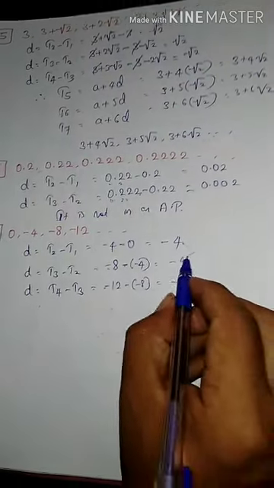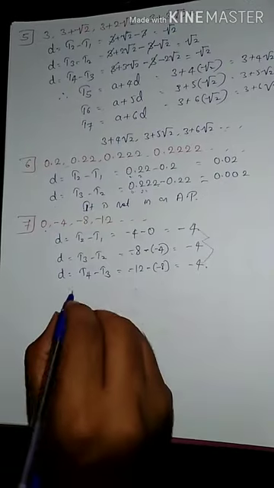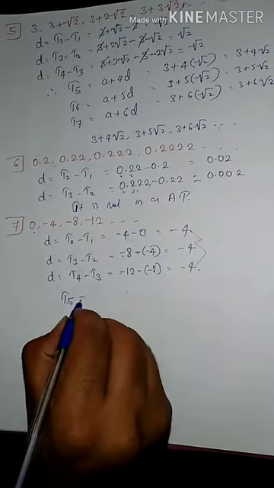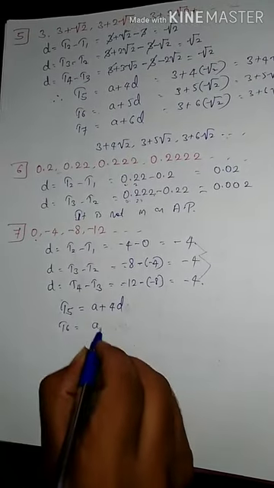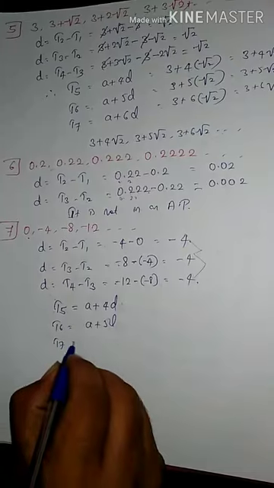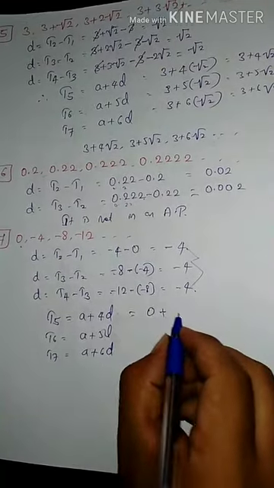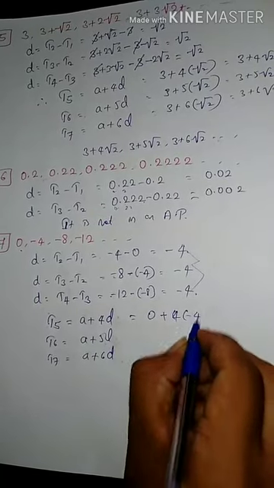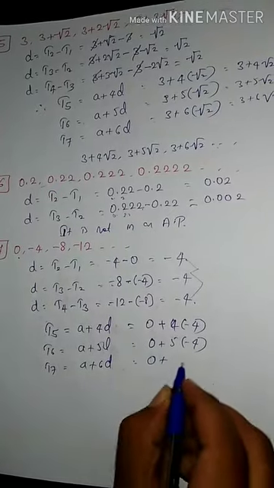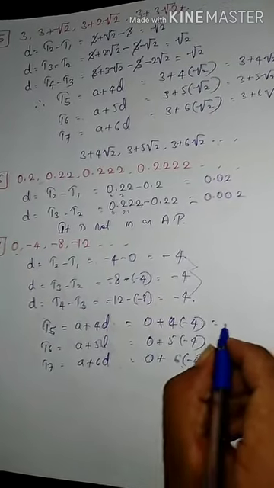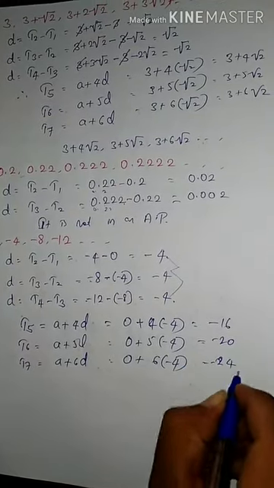So here the common difference is the same, therefore the given progression is an AP, and the next three terms of the AP are T5 is equal to A plus 4D, T6 is equal to A plus 5D, and T7 is equal to A plus 6D. A is 0, and D is -4. So 4 into -4, 5 into -4 and 6 into -4 give -16, -20 and -24.